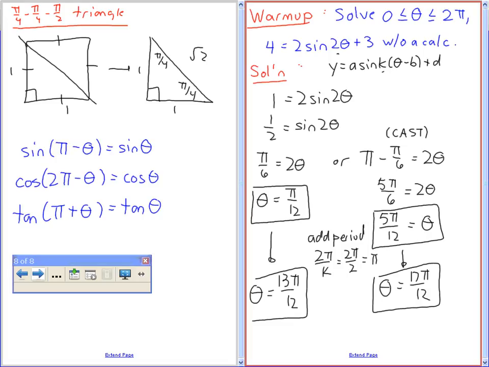This graph repeats every pi, right? This graph repeats every pi. Here we're sine's a curve, right? So this graph's going to repeat every pi. So I've got my first answer pi divided by 12. So it's going to repeat again and get to 13 pi over 12.